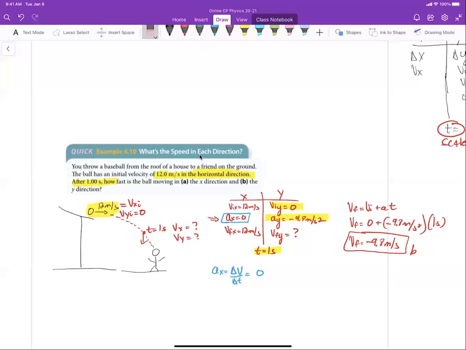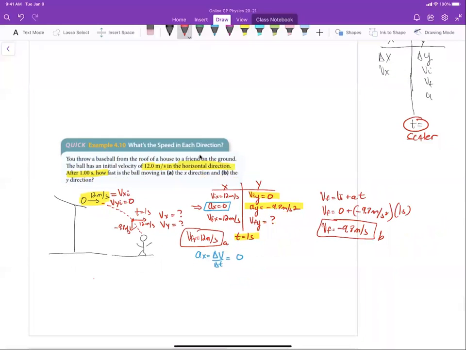So we're going to be exactly at 12 meters per second in the x direction at all times. This is negative 9.8 meters per second, okay? So the final velocity in the x direction is 12 meters per second. Once again, velocity in the x direction will not change.